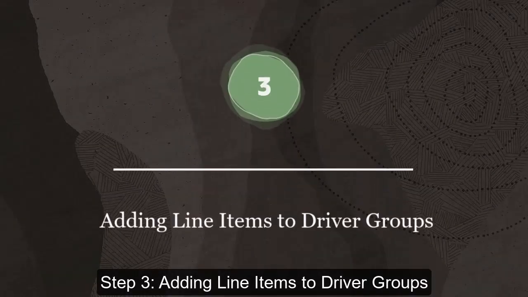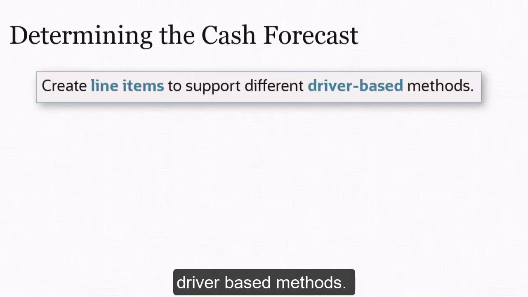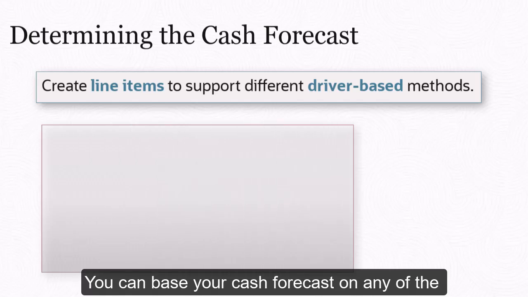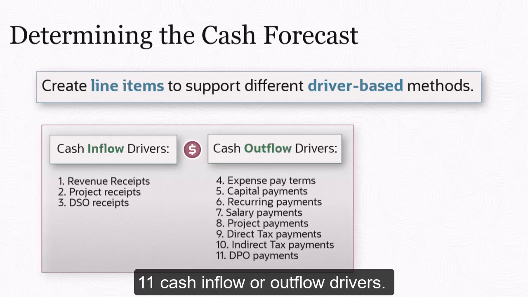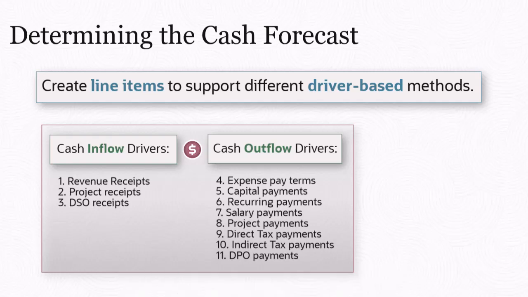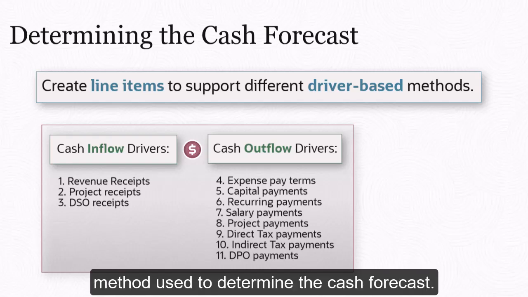Step 3. Adding line items to driver groups. You can create line items to support different driver-based methods. You can base your cash forecast on any of the 11 cash inflow or outflow drivers. You will be adding a new item to the expense payments driver group. For each line item, you select the driver method used to determine the cash forecast.